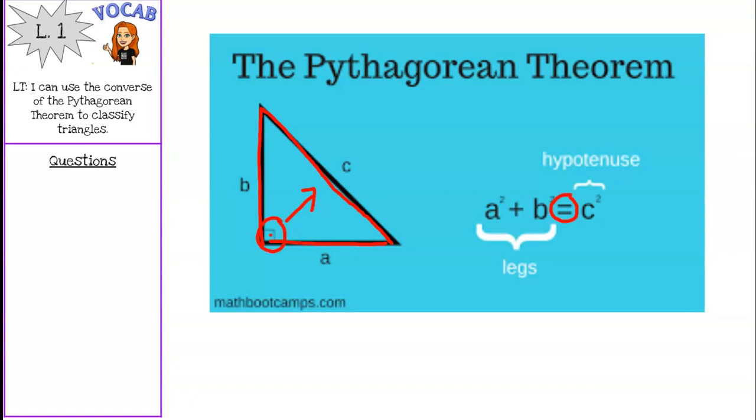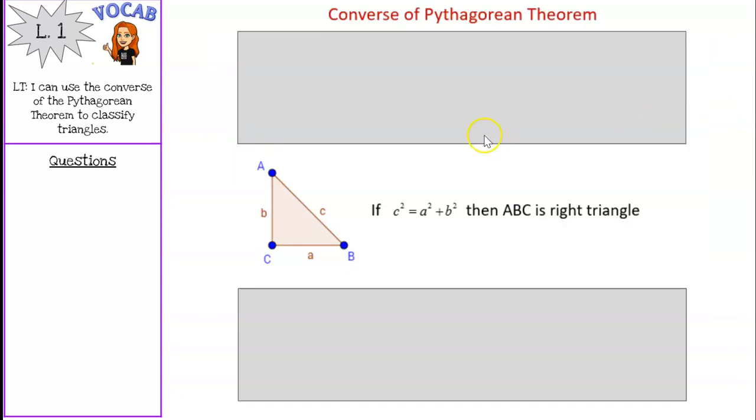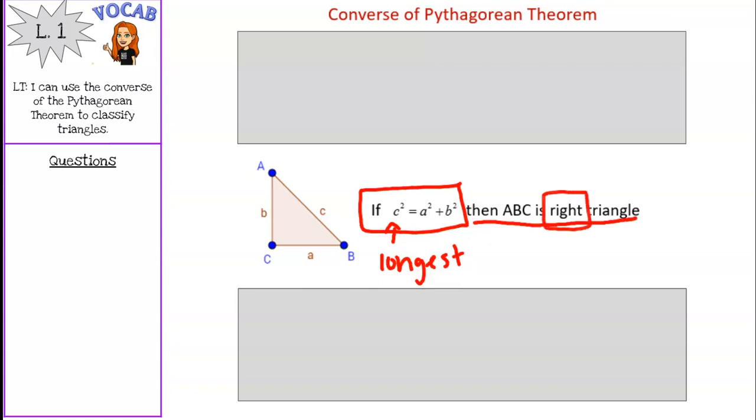What we're going to talk about today is the converse of the Pythagorean theorem. It tells us that if we know c squared equals a squared plus b squared, and in this case c would be the longest side, then we can say that ABC is a right triangle. It's the opposite of the Pythagorean theorem. The Pythagorean theorem tells us that if we have a right triangle, then a squared plus b squared equals c squared. Here, if we don't know what kind of triangle it is, but we know that c squared equals a squared plus b squared, then it is a right triangle.